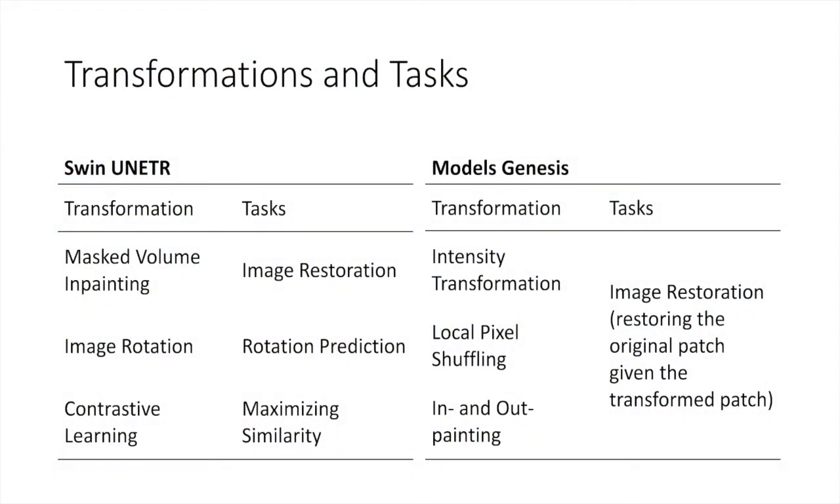Now that we understand the transformations and the corresponding tasks used by the 2 models, I would like to give 2 comments. First, I think the design of the transformations of Models Genesis is more reasonable, and the author has provided ample explanations for his motivations to adopt these transformations. As far as I am concerned, these explanations and motivations are very reasonable and have clinical significance. And this is, in my humble opinion, what Swin UNETR is lacking.